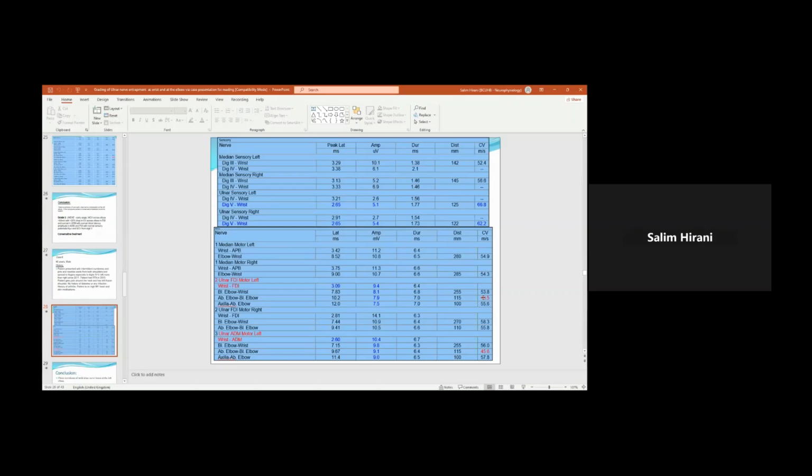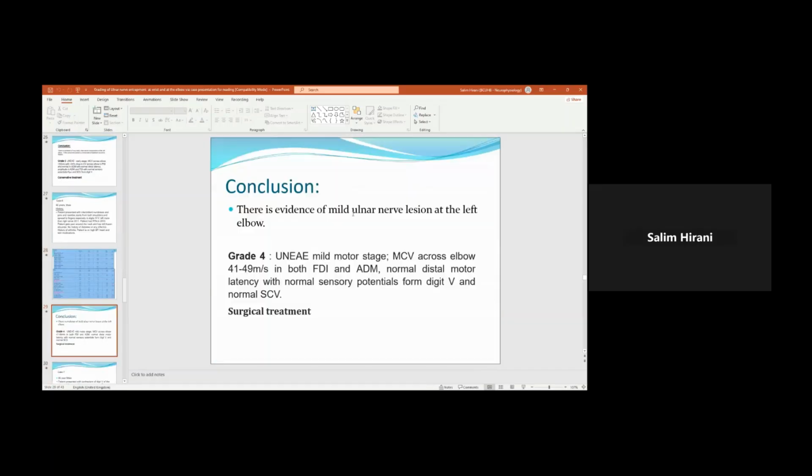In the ulnar nerve, there's an entrapment at the left elbow, at 45, in both ADM and FDI, and the right side is normal. So there's a compression because both are involved more, both median and ulnar, FDI and ADM over the left side. This is called a mild case of ulnar nerve entrapment, and this patient can be treated with surgical treatment to ease off the nerve entrapment across the elbow.